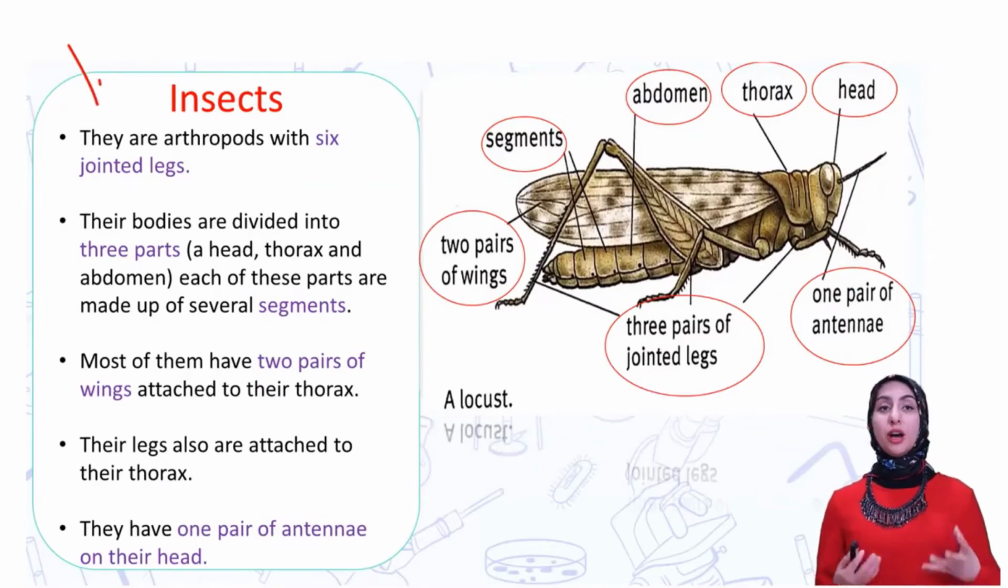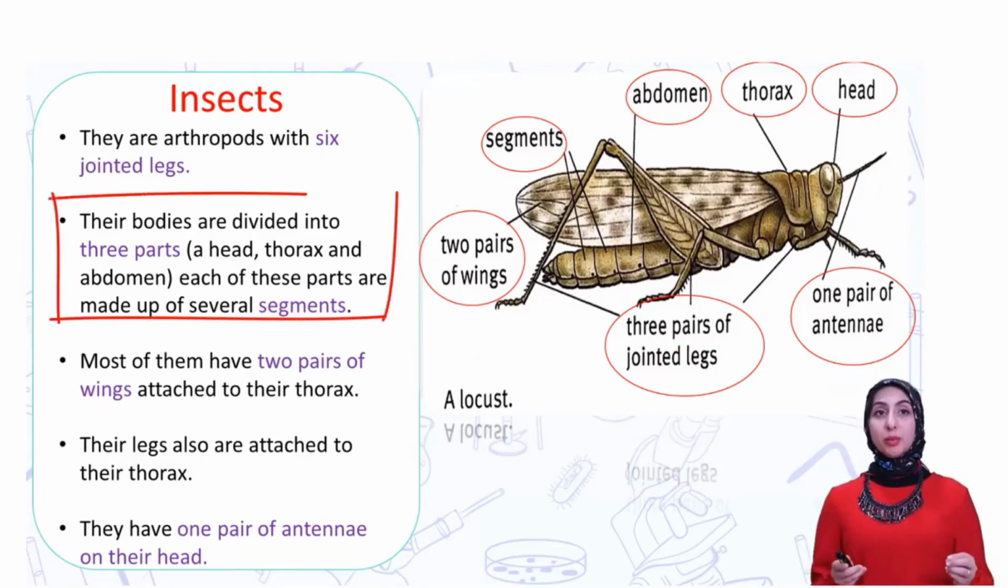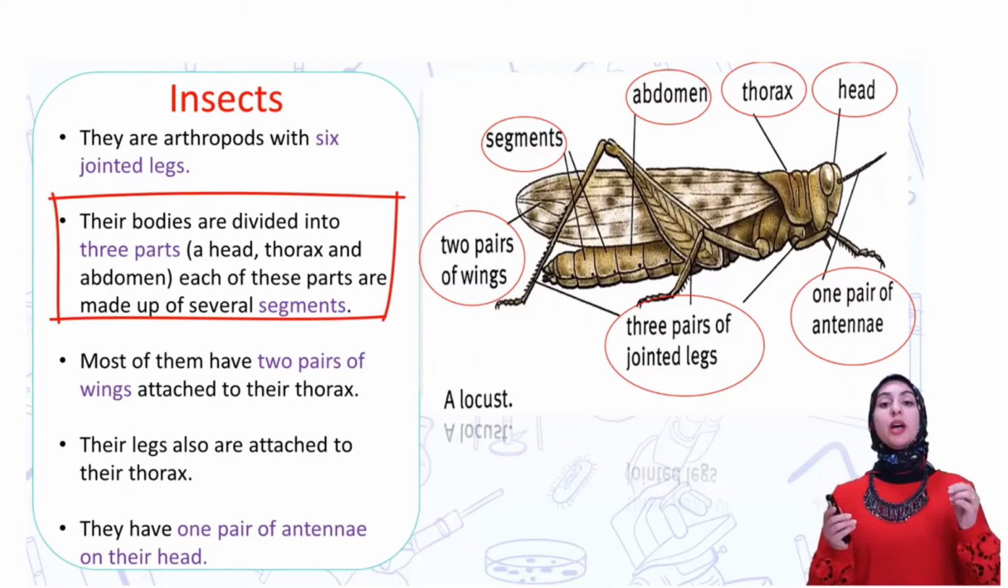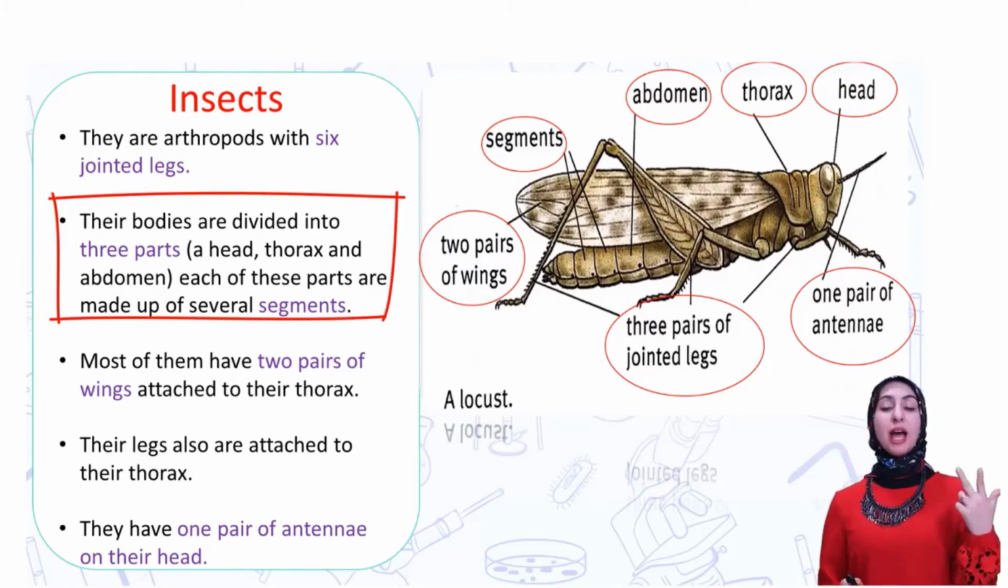Insects are arthropods with 6 jointed legs. This means they have 3 jointed legs on each side. Number 2, their bodies are divided into 3 parts, which are head, thorax, and abdomen. Each of these parts is made up of several segments.